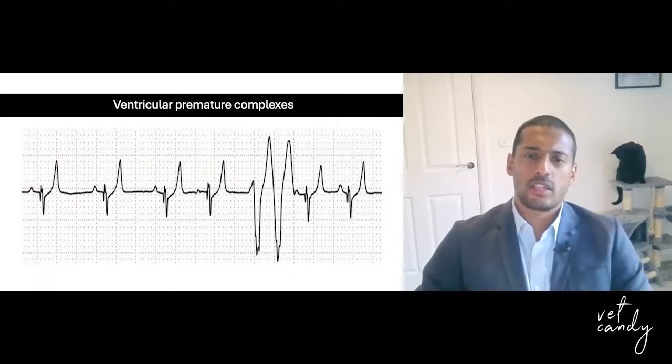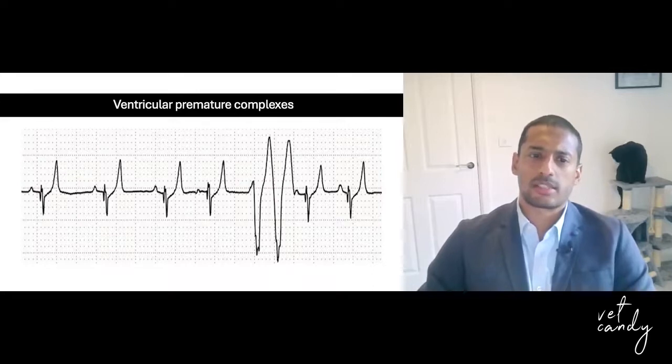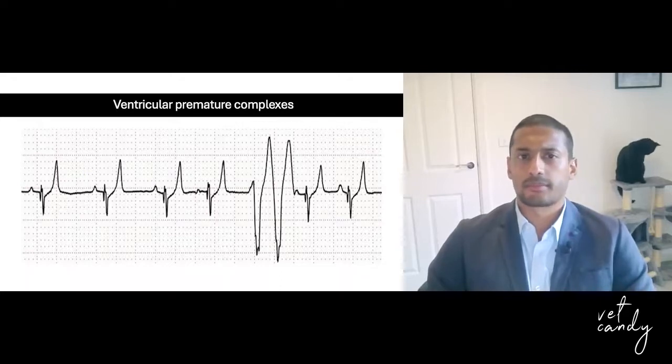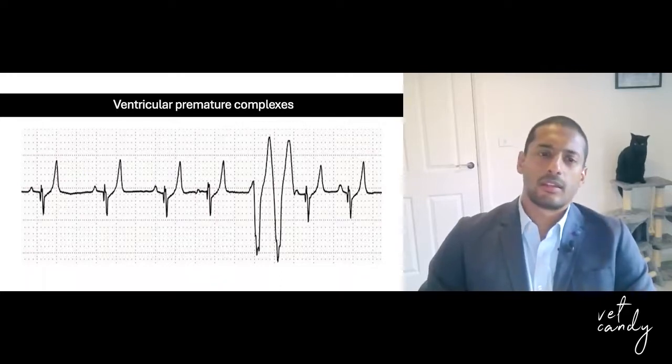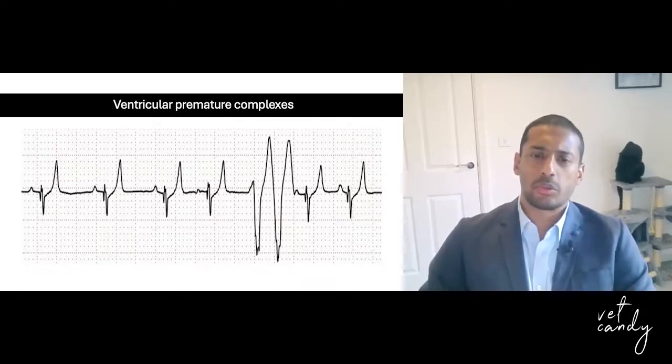This first ECG shows alternating normal sinus beats and VPCs. You can see the sinus beats have a P wave followed by a narrow QRS complex. This next ECG shows 4 normal beats, then 2 VPCs next to each other, termed a couplet.